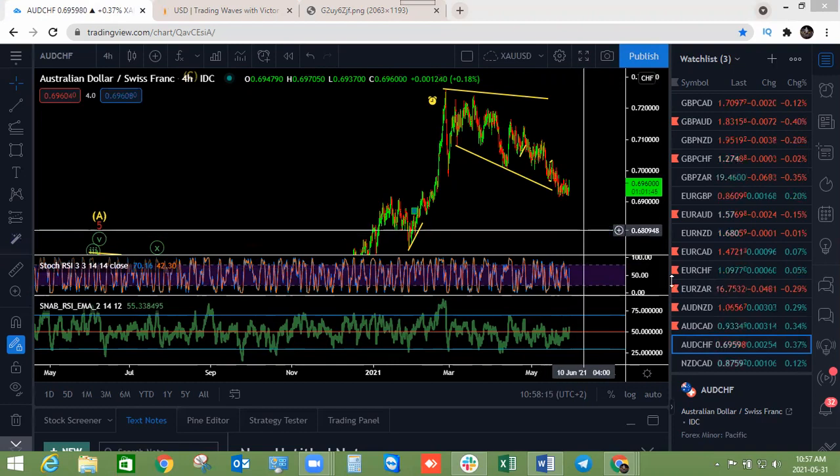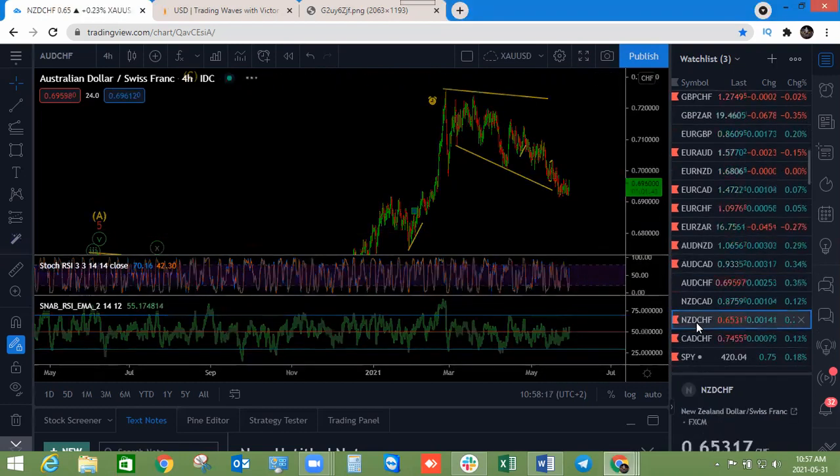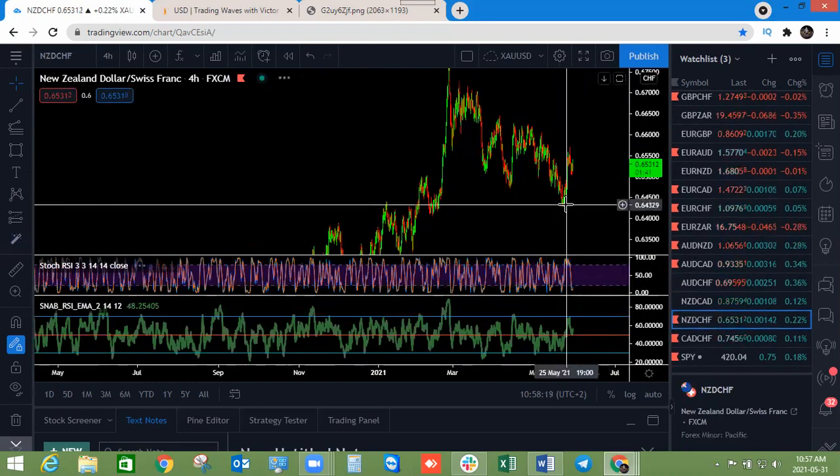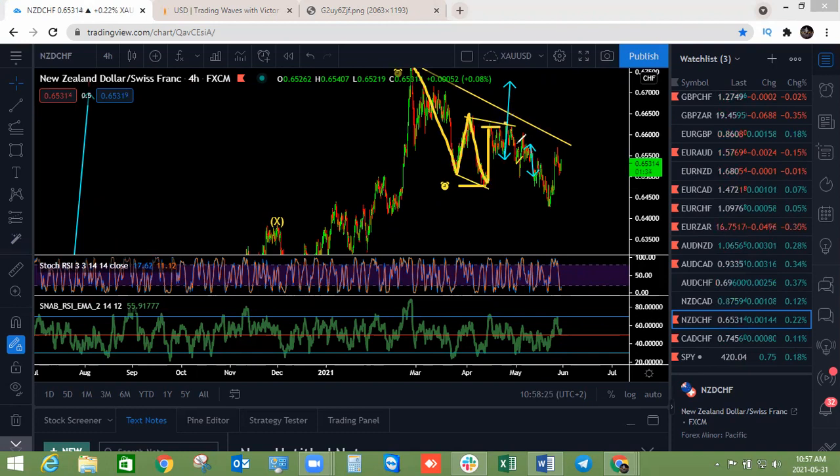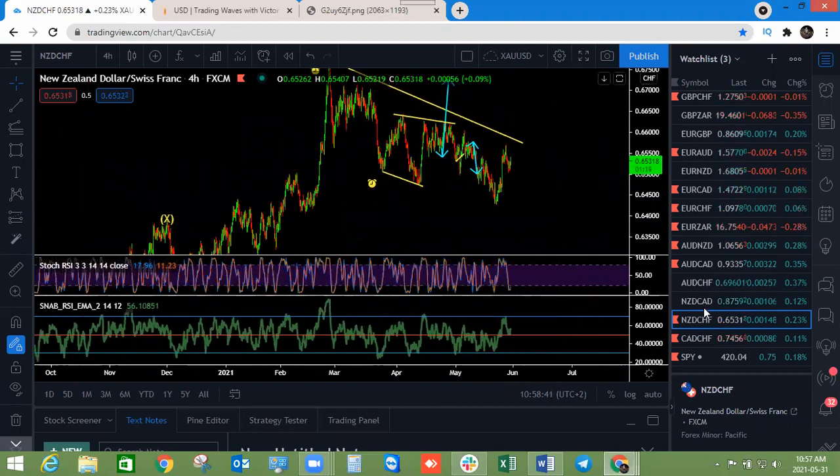New Zealand Chief has already started making a bounce there from the blue box, and this is the blue box on New Zealand Chief. 3 waves down, 1, 2, 3 up, and another 3 waves down here. Now we are here, looking for a trade setup for upside. This is above 50. This has reset. So New Zealand Chief is a good trade setup here if we get this around for more upside. So we'll be watching out for that.